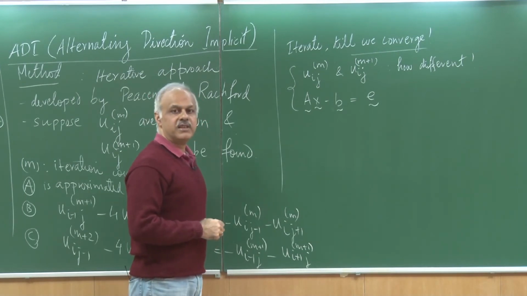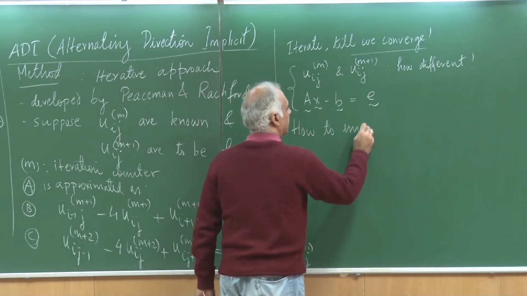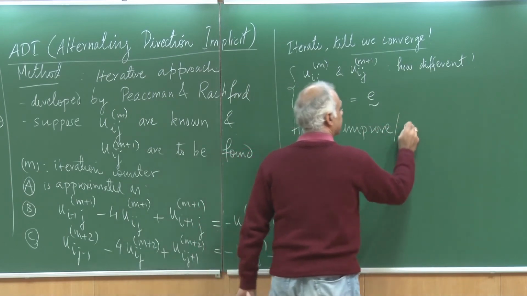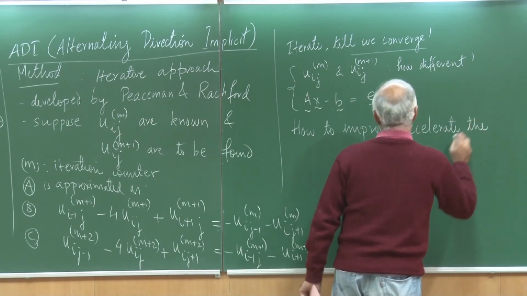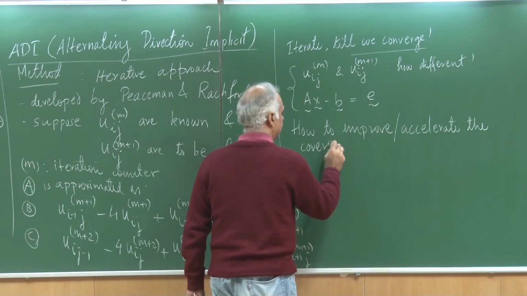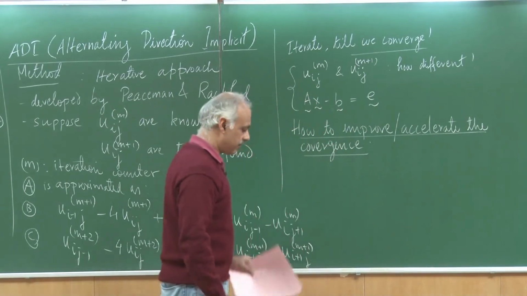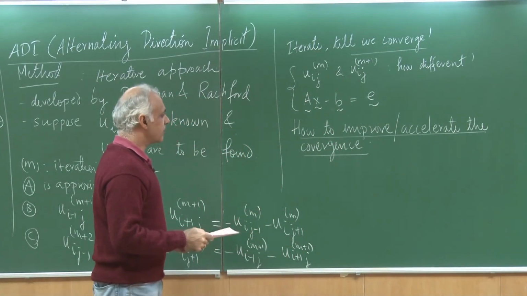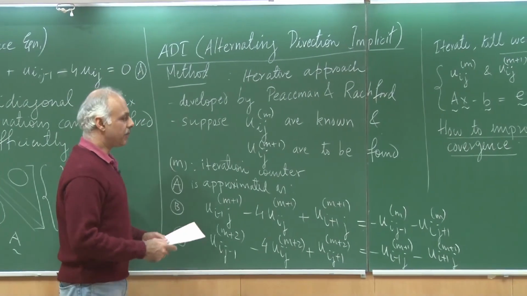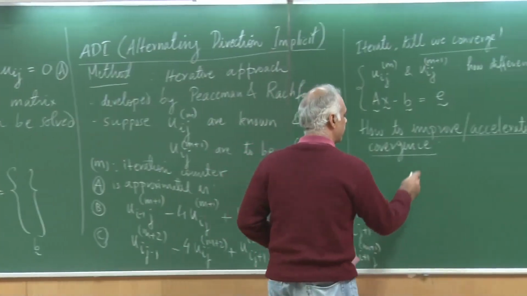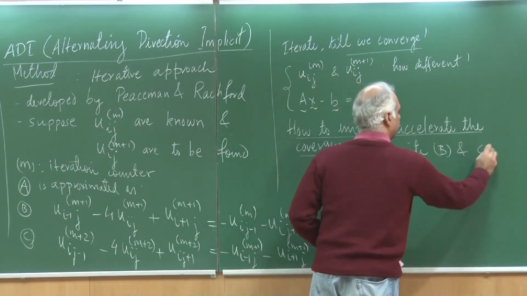Can we improve the convergence? How to improve or accelerate the convergence? Again, somebody has come up with enormous innovation, and I just wanted to show you that. So, let me look at these equations b and c and propose something. So, rewrite b and c.